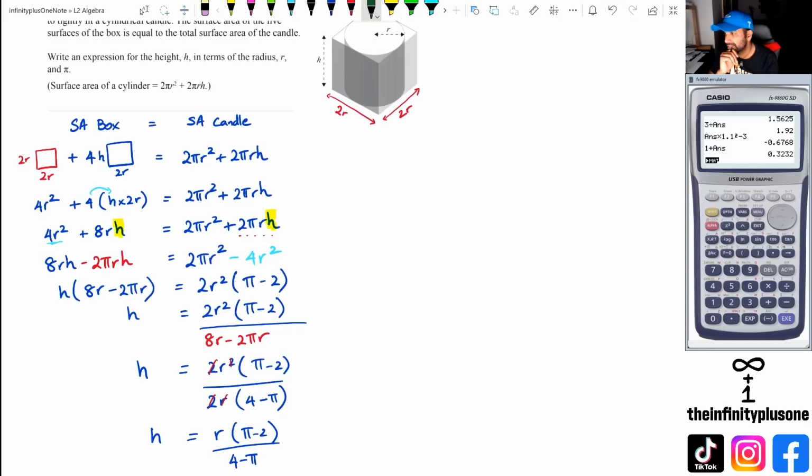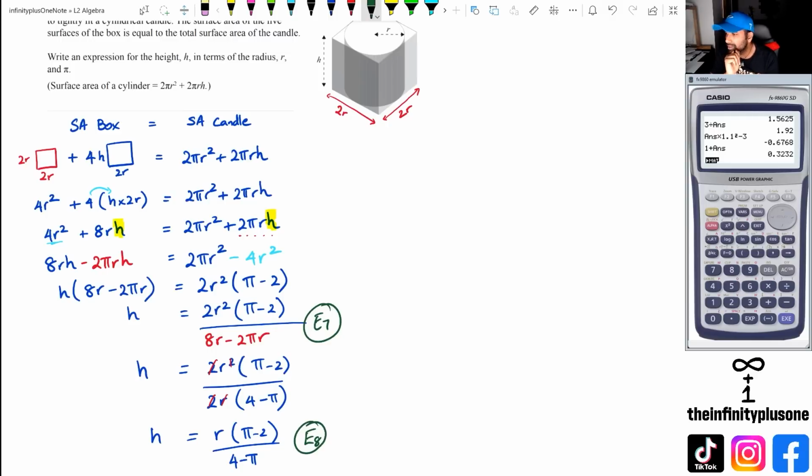So grades wise, correct expression and simplified is actually going to get you an E8, which is the 8 points, rather than just the 7. Had you done it only up to here, that would have been an E7. This would be an E8.